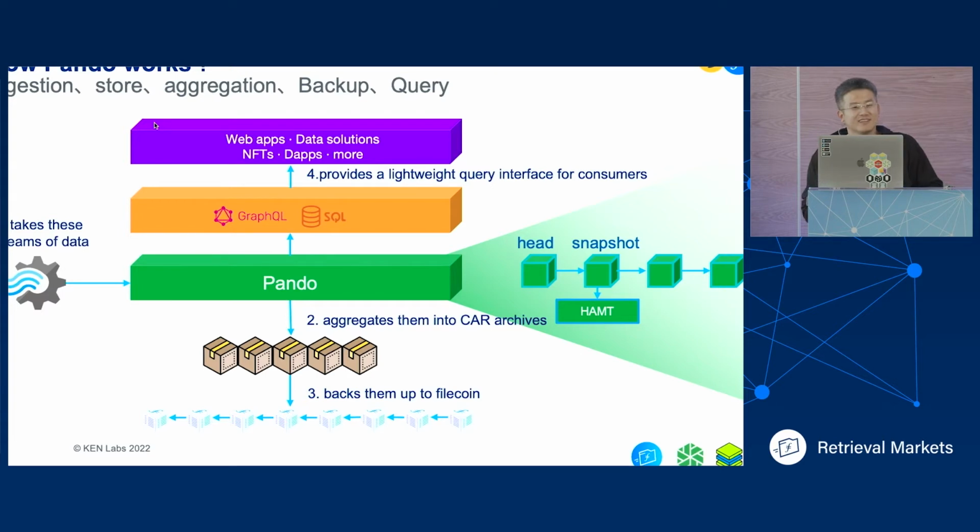Okay, how does Pando work? From the picture, you can see Pando works very simply. Step one takes the streams of data, and step two is the algorithm to the CAR files. Actually, step two will store the stream of data to Pando, and then aggregate them. The third step is to back them up to Filecoin. And the fourth step is to provide a lightweight query interface for consumers. Inside Pando, we have a kind of sidechain data structure. We have many snapshots, and these snapshots refer to the hand data structure. These snapshot chains make sure Pando data storage is immutable.